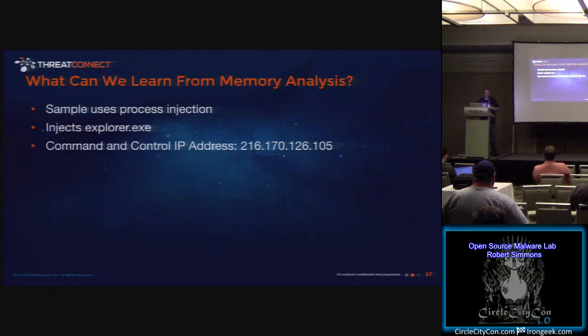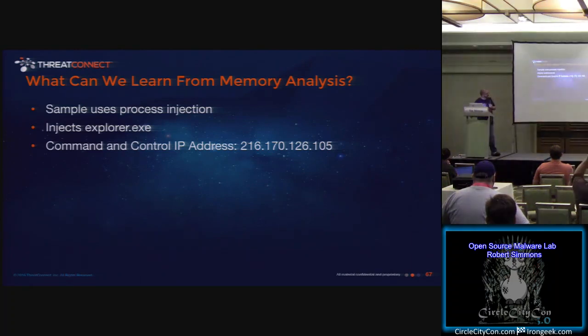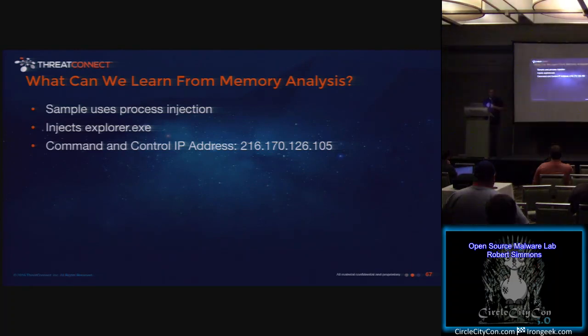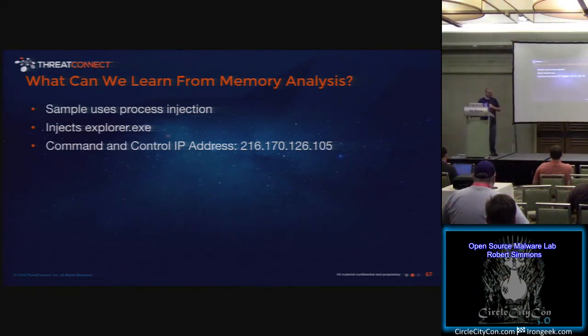So I want to review what I've found so far just using volatility and not actually, well, in a way, I'm looking at the malware file, but I'm looking at the malware file and what it's done in memory. So, this sample uses process injection. It injects Explorer.exe. So this is a tactic, technique, and procedure that you can use to relate this to other instances of the same piece of malware. We also have a command and control IP address. And so you can use this as an IOC to protect yourself. You can put it on firewalls, et cetera, et cetera.